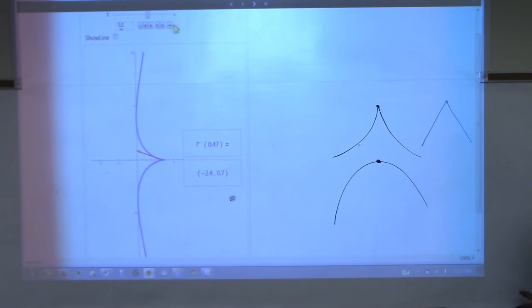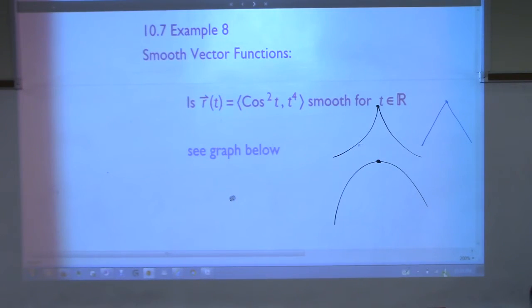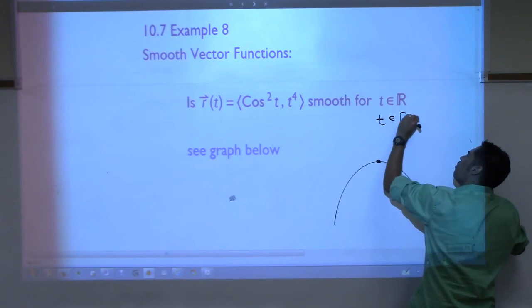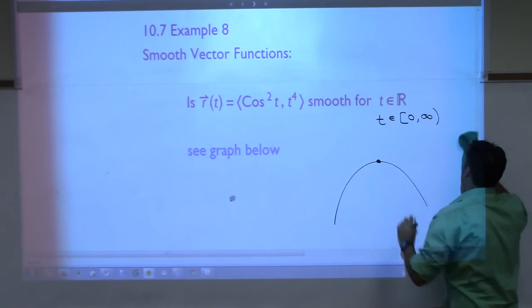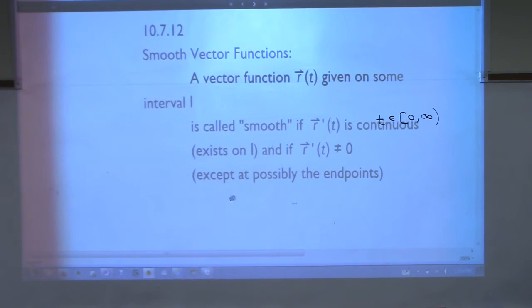Now, there was another question: could we make this a smooth function? And the answer is yes, if we restrict the domain. So if we go back to this original question, and I change this, and I ask the question, is this smooth on t an element of [0, 1], or [0, infinity)? Now would it be smooth, including 0? So we would need this to hold.